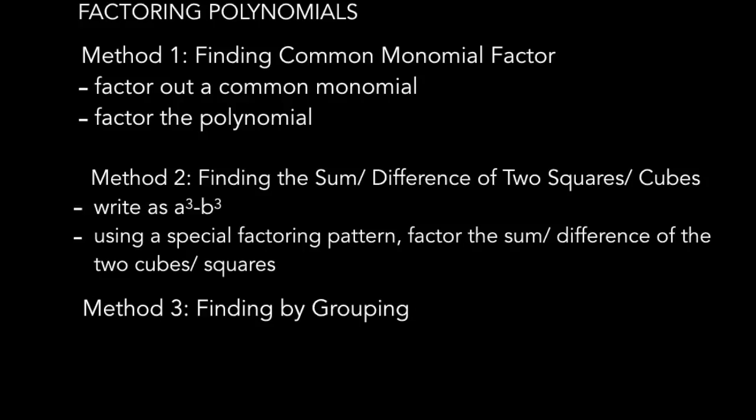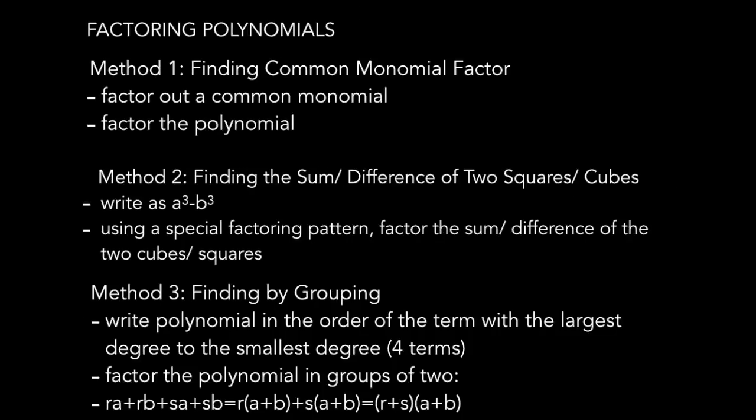First, you write the polynomial in the form a cubed minus b cubed. Then, using a special factoring pattern, factor the sum or difference of the two cubes or squares. Another method is to factor by grouping. Write the polynomial in order of the term with the largest degree to the smallest degree. Then you factor the polynomial in groups of 2 and combine them.